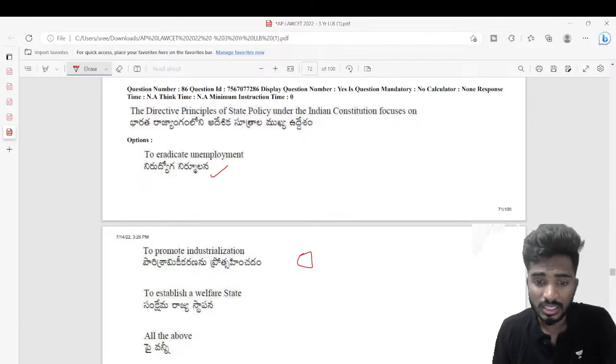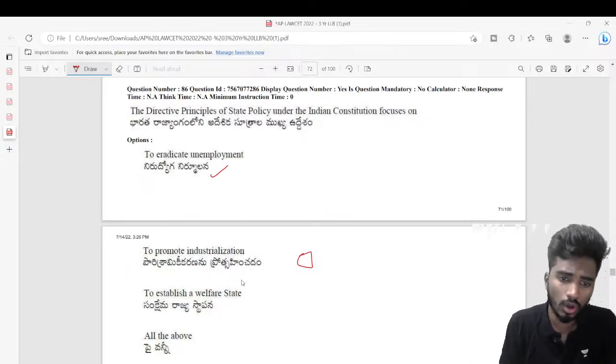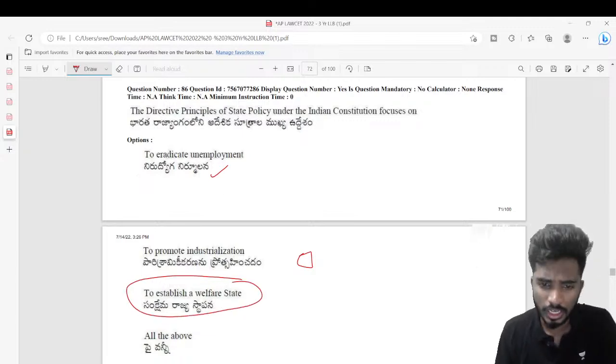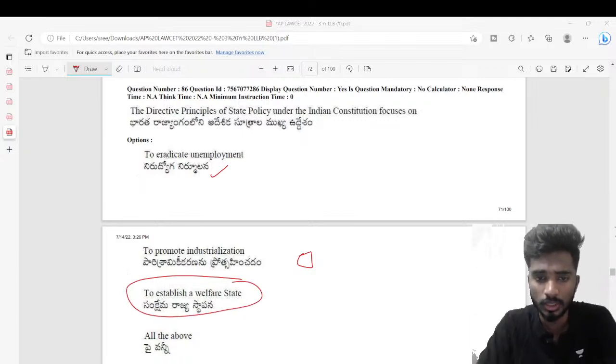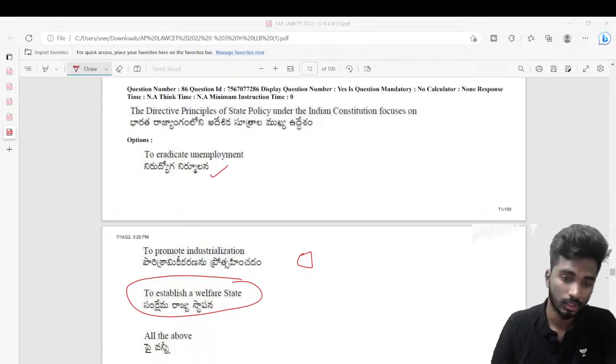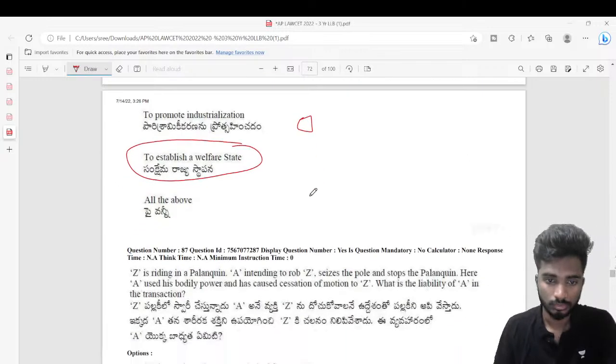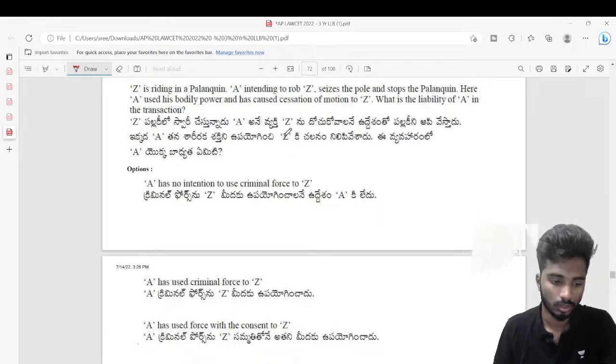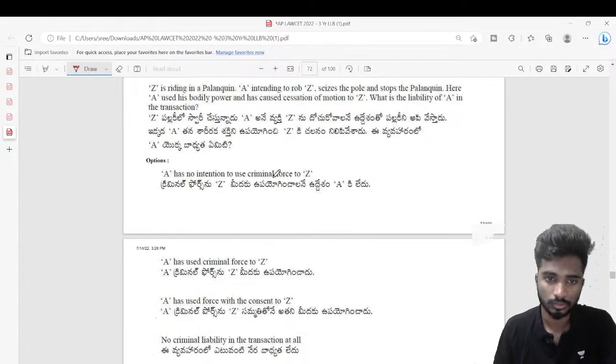అంటే కుటీర పరిశ్రమలను ప్రోత్సహించాలి, చిన్న చిన్న ఇండస్ట్రీస్ ప్రోత్సహించాలి. But it doesn't necessarily imply entire industrialization, right? And to establish a welfare state, this is very much given in all the DPSPs. So మీరు అన్ని DPSPs చదివితే దాని మేజర్ ఉద్దేశం ఏంటంటే టు ఎస్టాబ్లిష్ వెల్ఫేర్ స్టేట్. ఓకే, సో ఆల్ ద అబవ్ కెనాట్ బి ద మోస్ట్ అప్రోప్రియేట్ ఆన్సర్. సో ఎగ్జామ్లో ఆల్ ద అబవ్ అని ఇచ్చిండు ఆన్సర్, బట్ టు ఎస్టాబ్లిష్ ఎ వెల్ఫేర్ స్టేట్ వుడ్ బి ద మోస్ట్ అప్రోప్రియేట్ ఆన్సర్ ఫర్ దిస్ పర్టికులర్ క్వశ్చన్. Right, next. Yes, option 3 is the right answer for that.